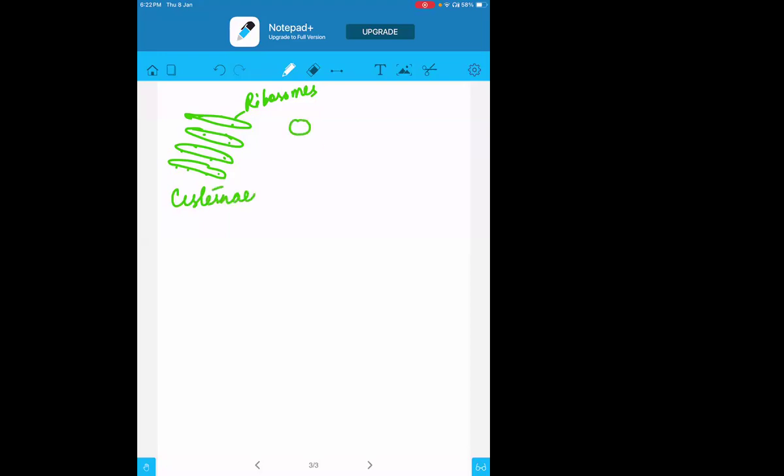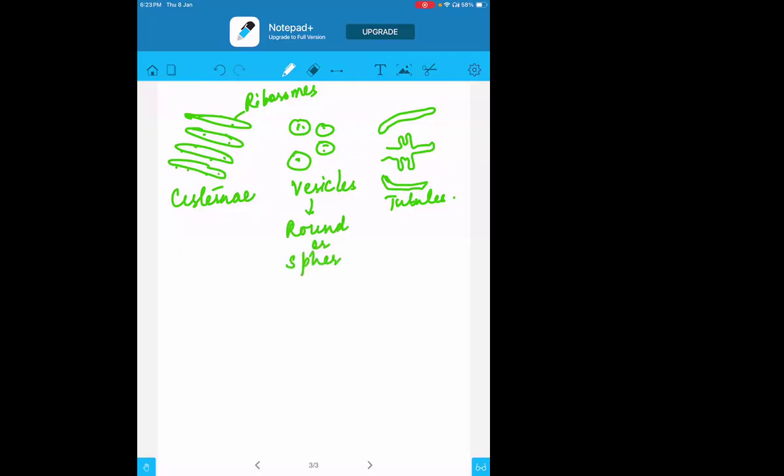The second one, the vesicles, will be oval or spherical structures. They also have ribosomes. And the last one, as the name says, is the tubules. They will be in the form of tube-like structures, like this, or it can be like this also. So cisternae are basically long, flat, and unbranched, whereas tubules can be unbranched or branched as well. And vesicles are basically round or spherical.